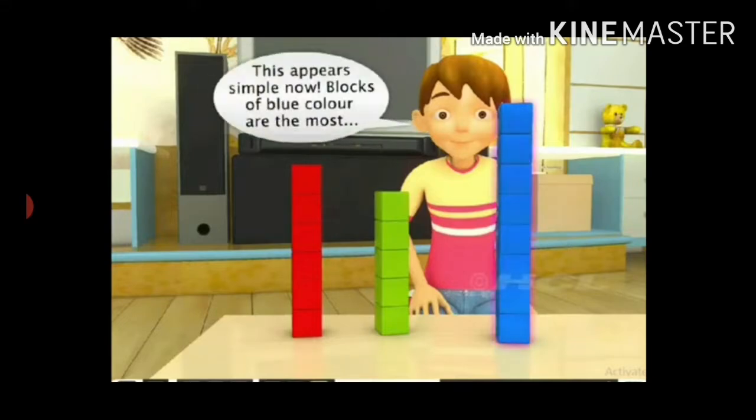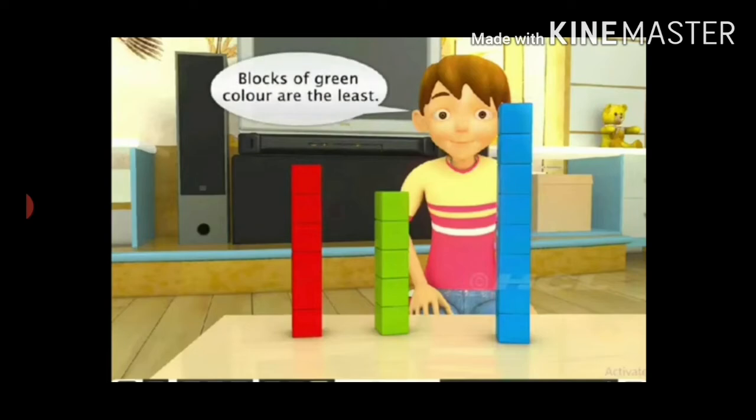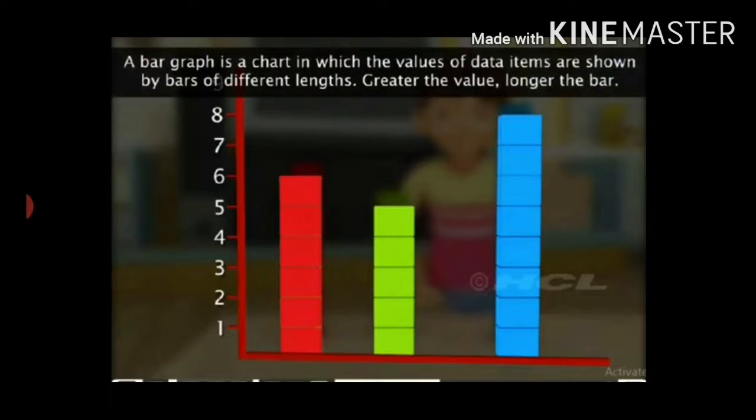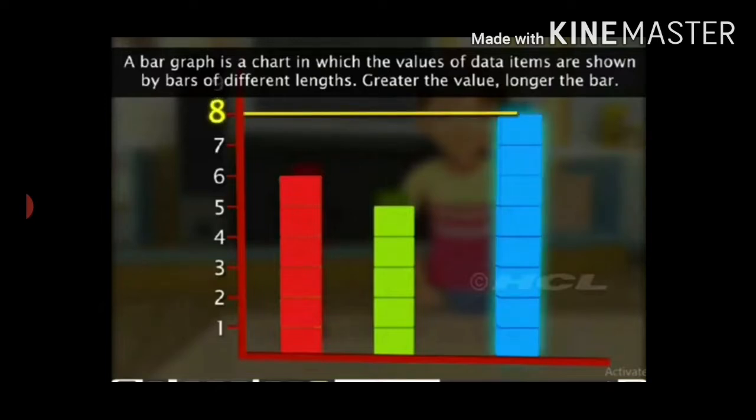The stack of blue blocks is the highest. So, blocks of blue color are the most. The stack of green blocks is the shortest. So, blocks of green color are the least. What we have done here is created a model of a bar graph. A bar graph is a chart in which the values of data items are shown by bars of different lengths. Greater the value, longer the bar.